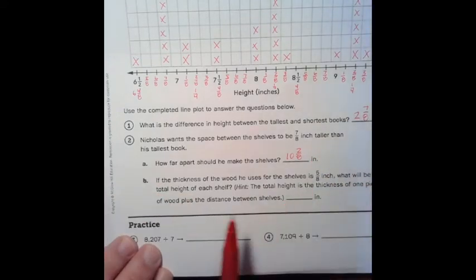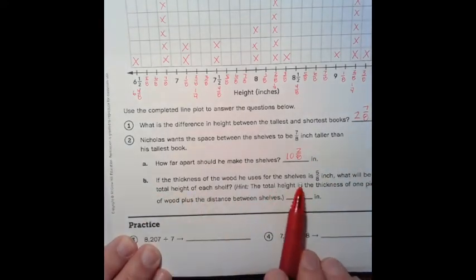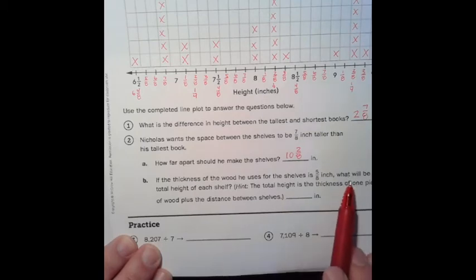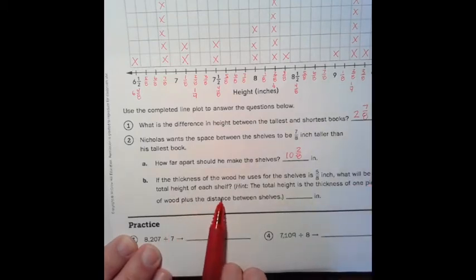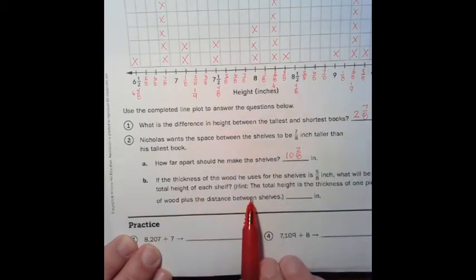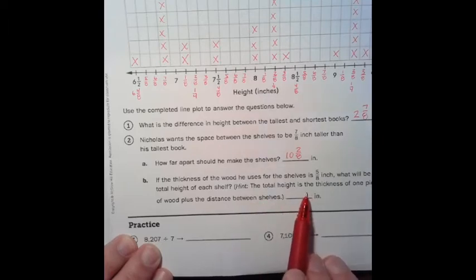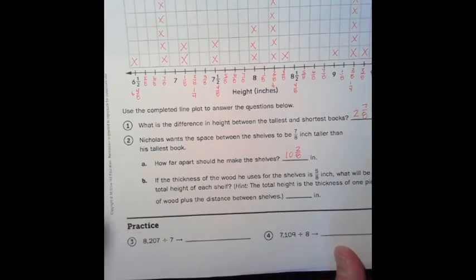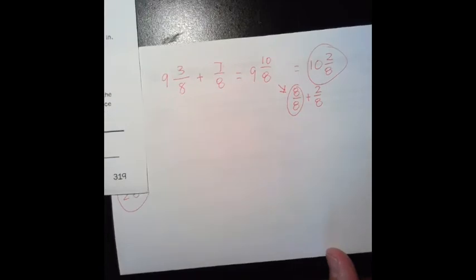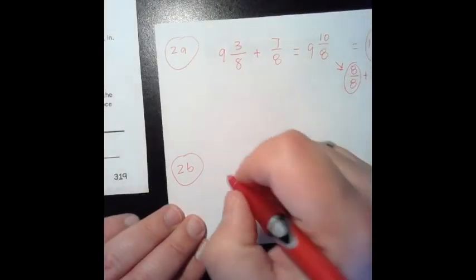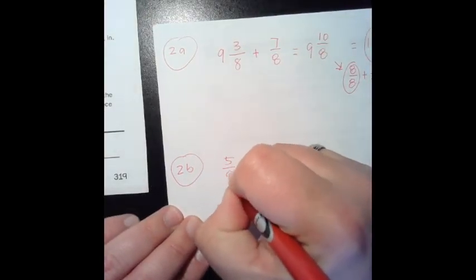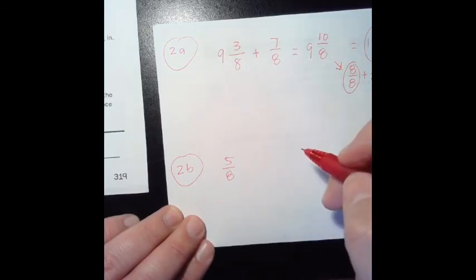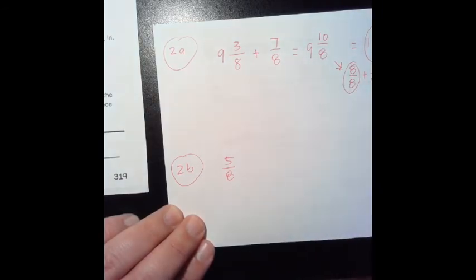Okay. Now, if the thickness of the wood he uses for the shelves is 5/8 of an inch, what will be the total height of each shelf? Here's a hint. The total height is the thickness of one piece of wood plus the distance between the shelves. So the piece of wood is 5/8 of an inch, and the distance between the shelves is 10 and 2/8 because we did that in the last problem here.